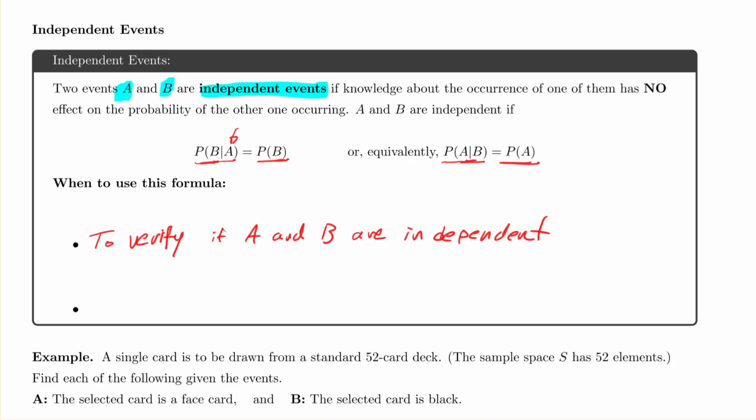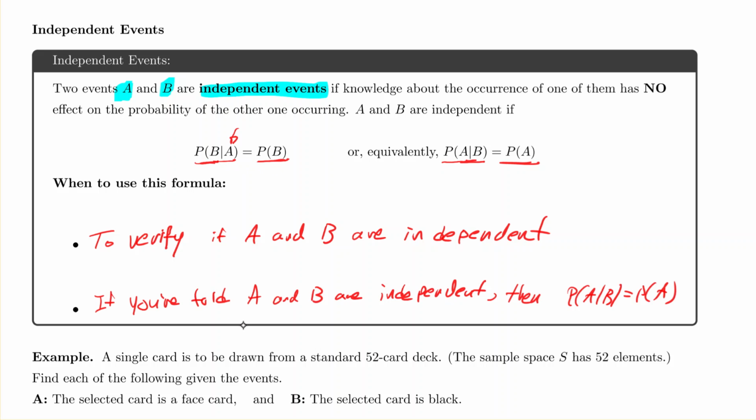The second case is if you're told A and B are independent, so it's given that A and B are independent, then there's a fast way to calculate probability of A given B, which is just probability of A. We don't need to use the formula we saw earlier for conditional probability. Because if independent, we can just find the probability of A.